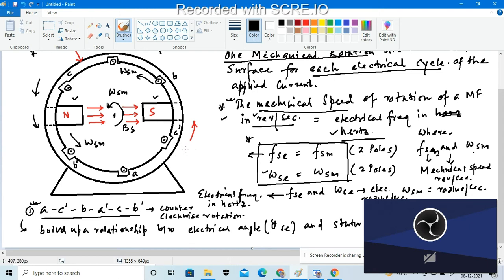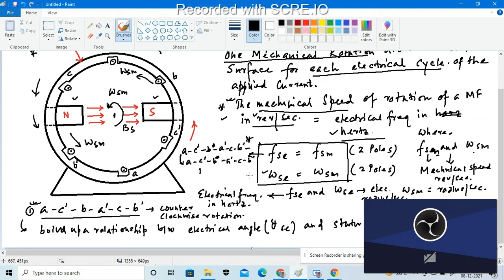So the pattern will be A C dash, B A dash, C B dash, again A C dash, B A dash, C B dash. Okay, so it should complete twice the cycles of one electrical cycle, which will complete one mechanical rotation.